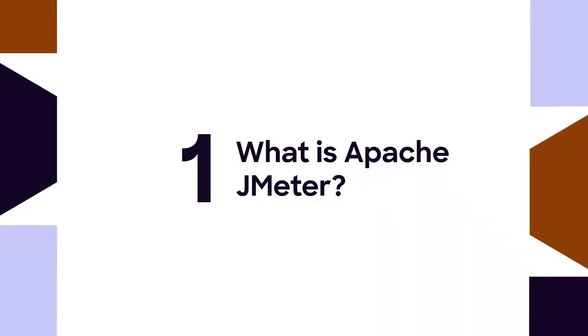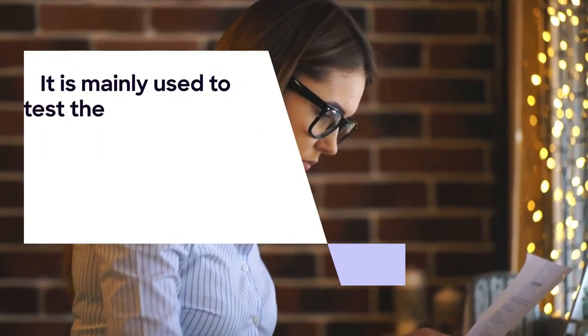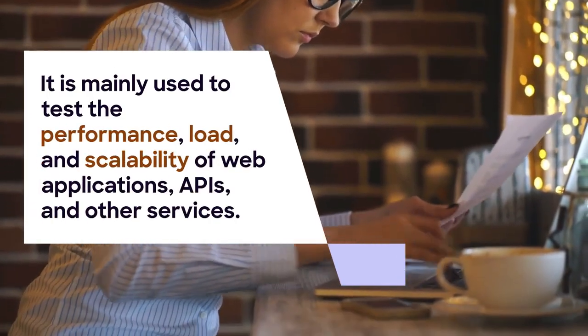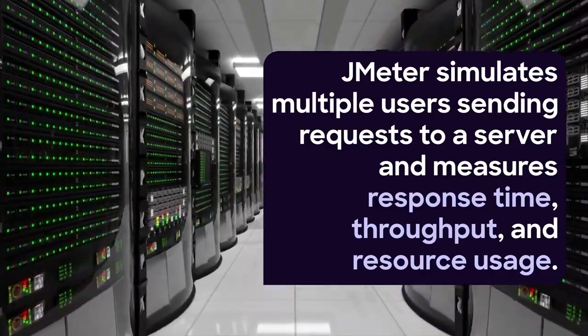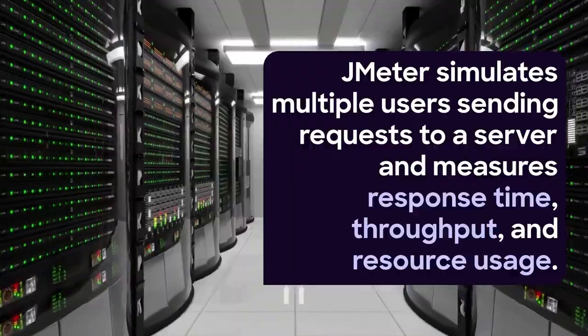1. What is Apache JMeter? Apache JMeter is an open-source performance testing tool developed by the Apache Software Foundation. It is mainly used to test the performance, load, and scalability of web applications, APIs, and other services. JMeter simulates multiple users sending requests to a server and measures response time, throughput, and resource usage.